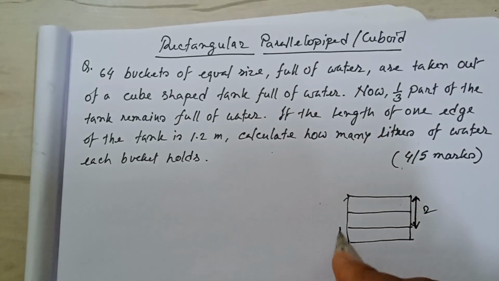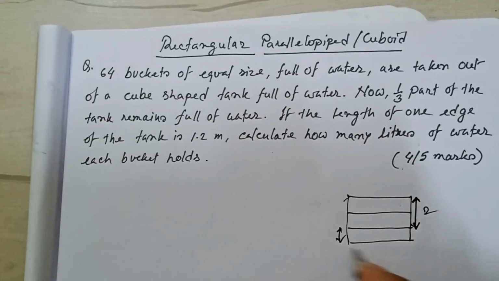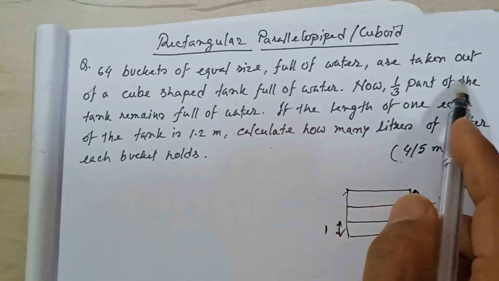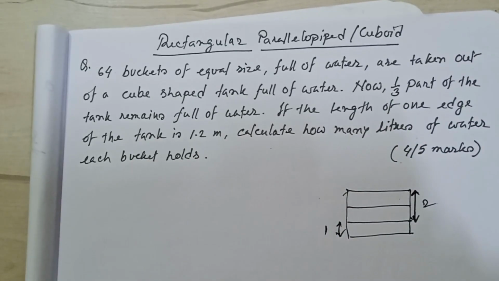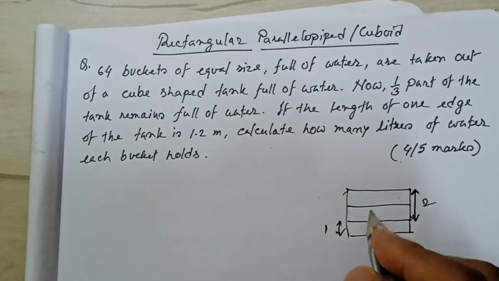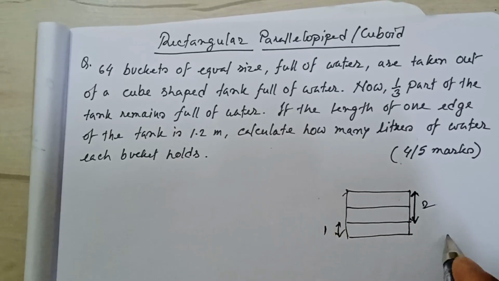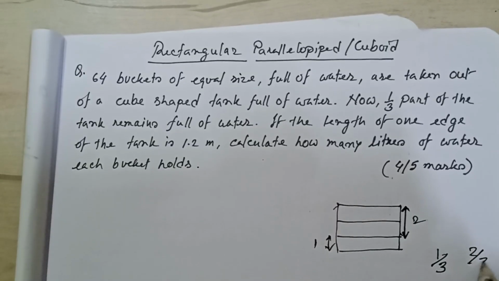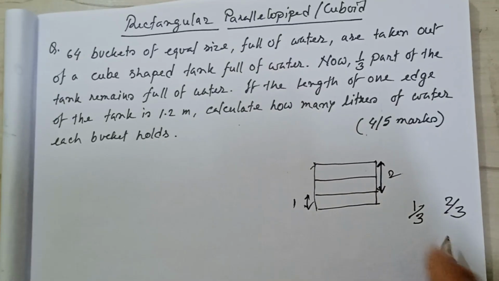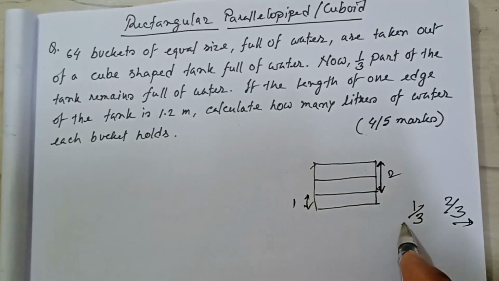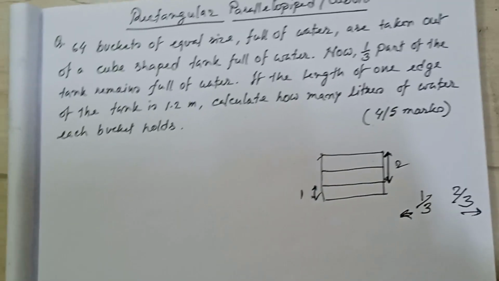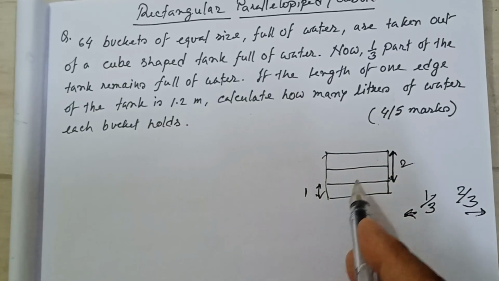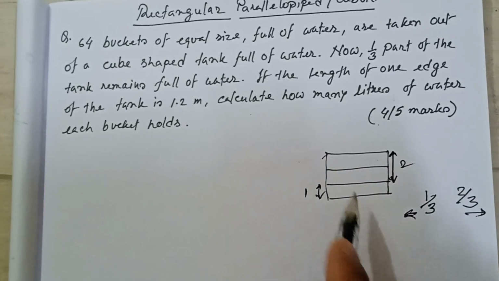And one part is left. One third part of the tank remains full of water. So if we divide the total water into three parts, then one part remains, that is 1 out of 3. Then 2 out of 3 parts are taken out. This is extracted and this one remains.